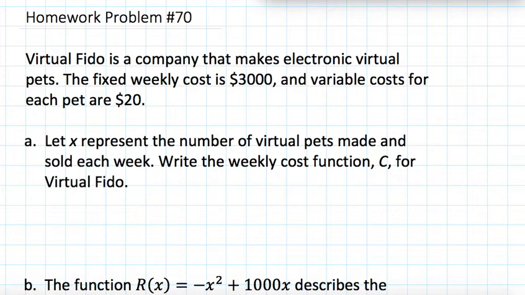So for this problem, it says Virtual Fido is a company that makes electronic virtual pets. The fixed weekly cost is $3,000, and variable costs for each pet are $20. Part A says to let x represent the number of virtual pets made and sold each week. Write the weekly cost function C for Virtual Fido. So this is review from stuff that we did back in chapter 3, writing cost functions.